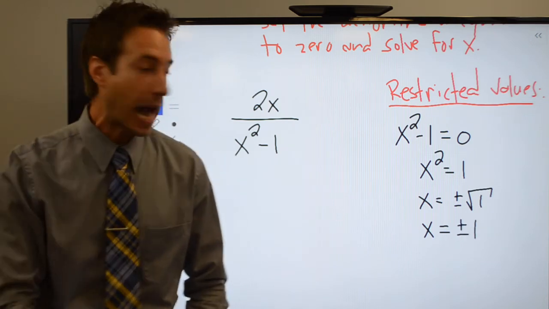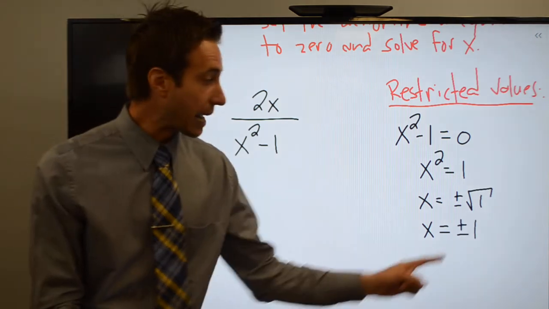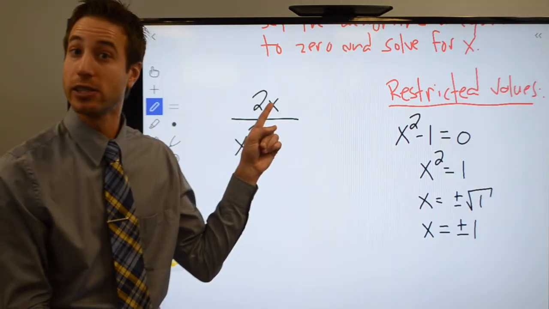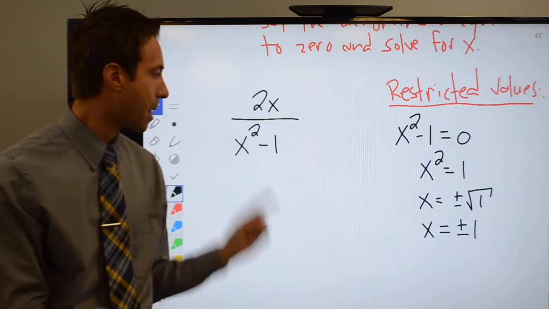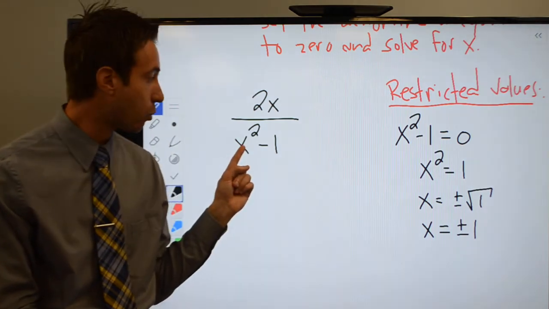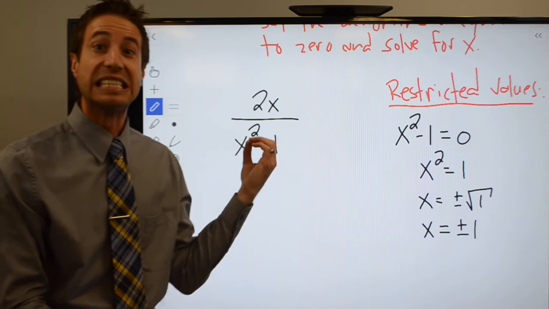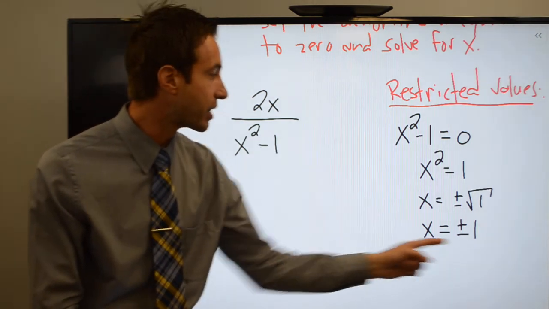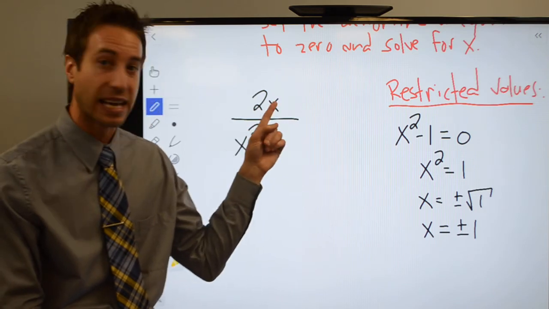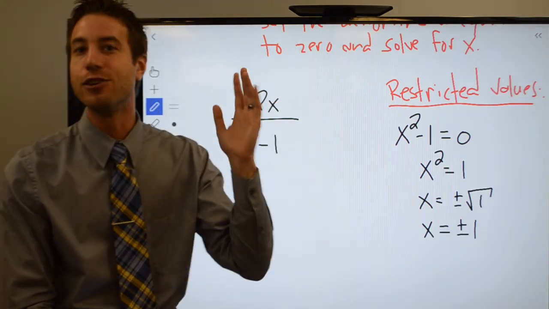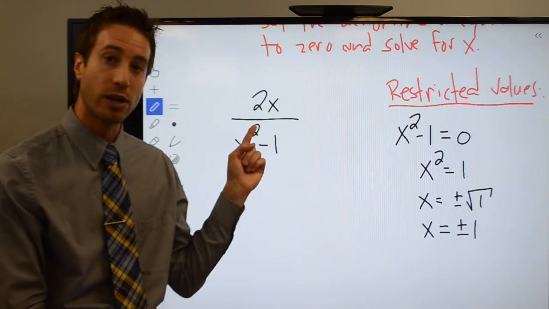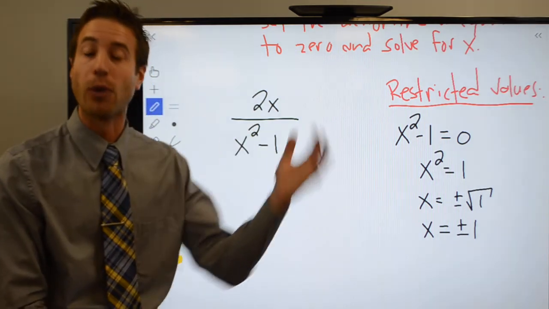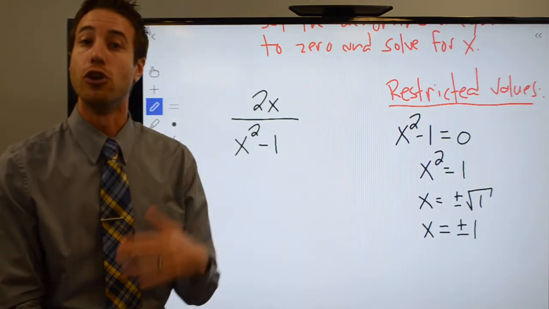So, guys, here's what's happening. If I were to plug a positive 1 in for x, in the top, 2 times 1 is 2. Awesome, no problem. But if I plug in positive 1 in here, 1 squared is 1, 1 minus 1 is 0. I get a 0 in the denominator, and that is not okay. Same thing with a negative 1. If I plug in a negative 1, 2 times negative 1 is a negative 2. Fine, no problem. But a negative 1 squared is a positive 1, and 1 minus 1 is 0. Again, I get division by 0, and that is not okay.